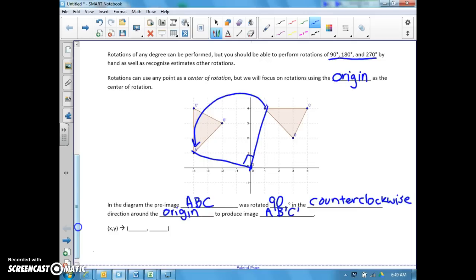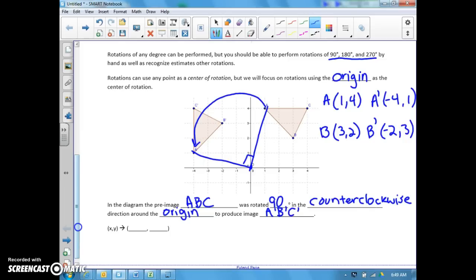Now, here's the fun part. Let's try to figure out what the rule is that governs this kind of rotation. If I have a point (x, y), what do the new coordinates become if we rotate it 90 degrees about the origin? Let's look at some examples. A is at (1, 4), and A prime is at (-4, 1). B is at (3, 2), and B prime is at (-2, 3).